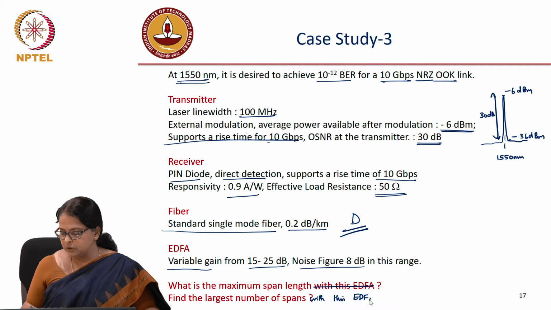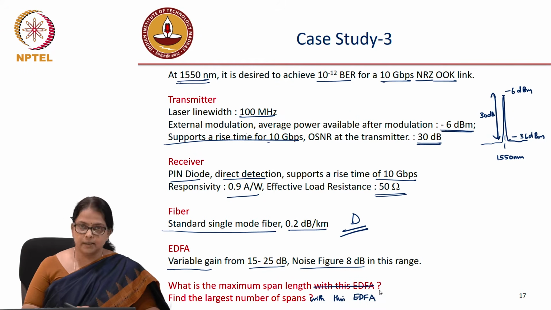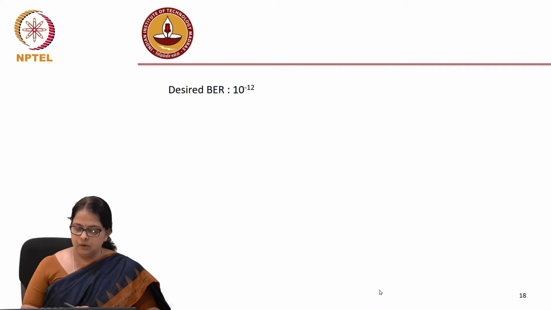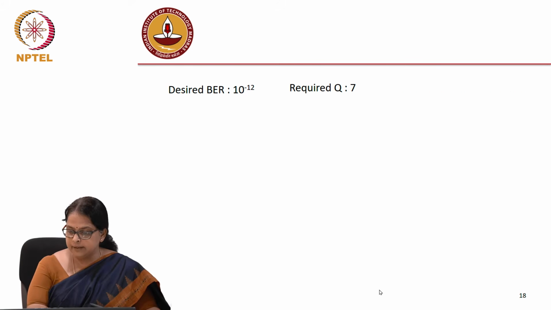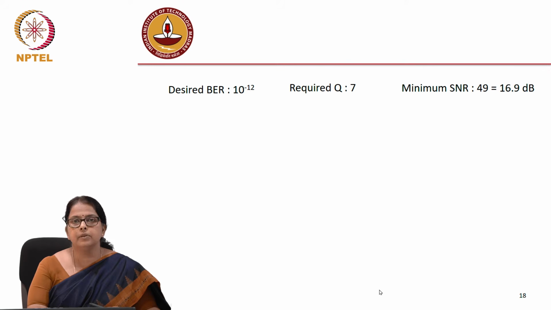How many EDFAs can you use in this system? So we start by saying the loss budgeting. Desired BER is 10 power minus 12. So the required Q is 7. So the minimum SNR is 49. So that is 16.9 dB in terms of decibel scale.